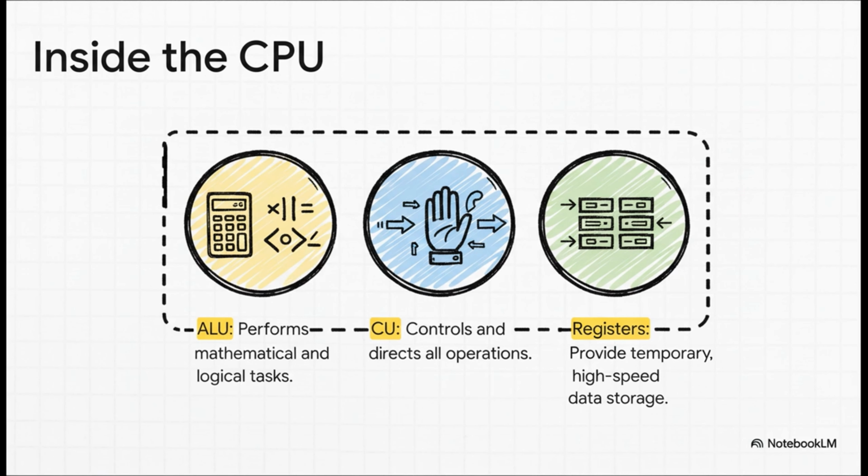First up, you've got the ALU. Think of it as the calculator part. It does all the math and logic. Then there's the CU, which is like a traffic cop, directing where all the information needs to go. And finally, you have registers. These are like the CPU's own personal sticky notes, ultra-fast temporary storage for whatever it's working on right this second.